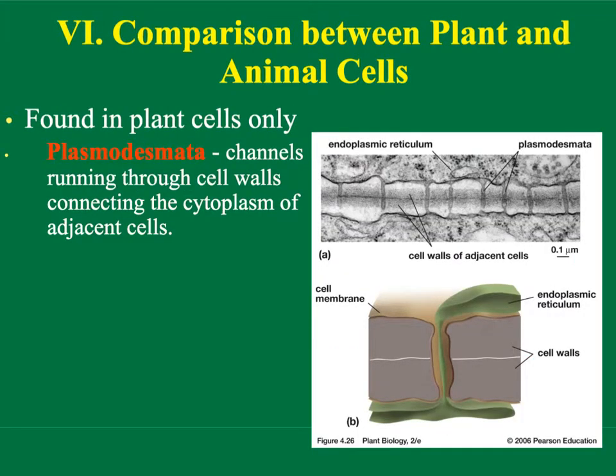Okay, another thing that is found in plant cells only is plasmodesmata. So these are channels that run through cell walls connecting the cytoplasm of adjacent cells. And the channels are lined with cell membranes, and they contain strands of ER. And so these are very important as well. They allow for the transfer of materials and communication between cell to cell.